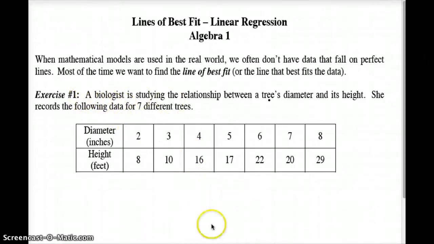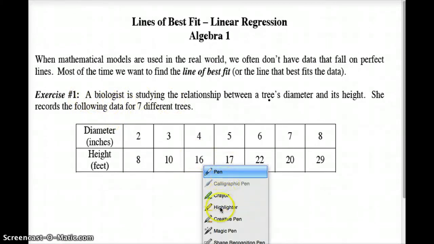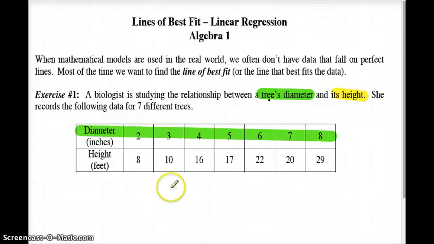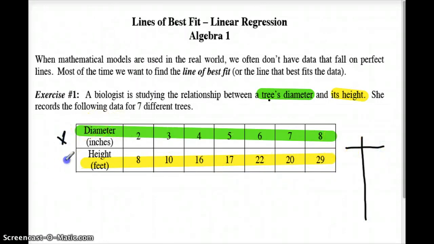Exercise 1 says a biologist is studying the relationship between a tree's diameter and its height. So I just want to highlight those two. Here's your tree's diameter, the information, and the height would be given in that row. I just want to point out quickly that that is the exact same thing as if we had a table of values looking like this. So it would be 2, 8, 3, 10, that's the way it would look, and so on and so forth.